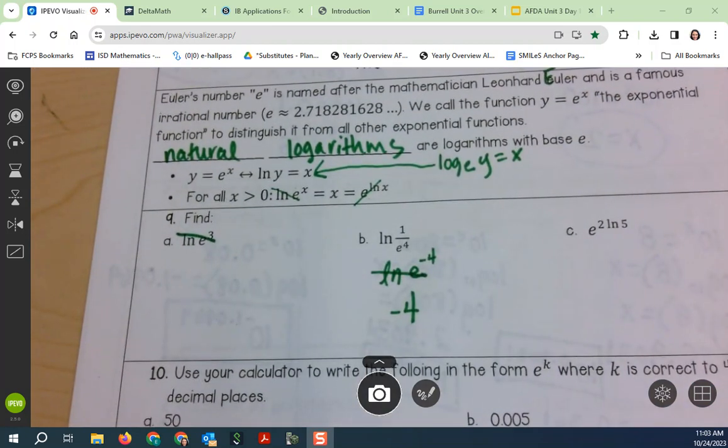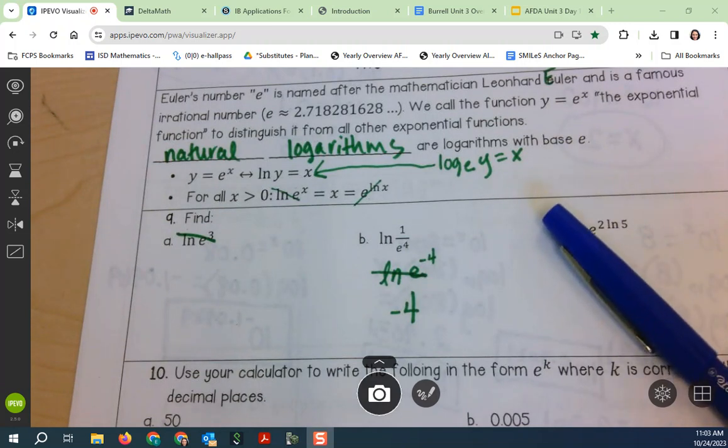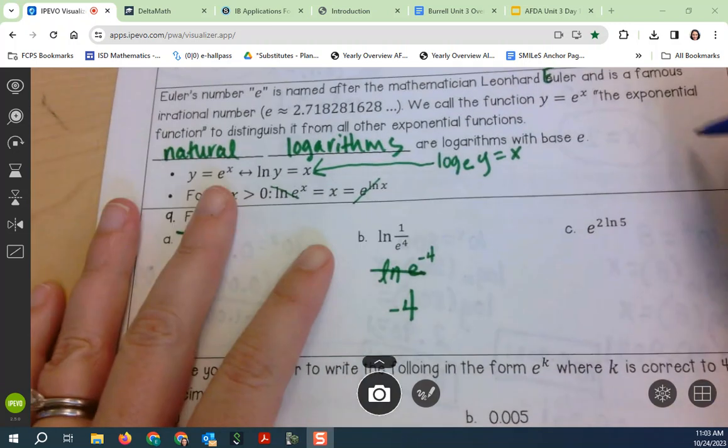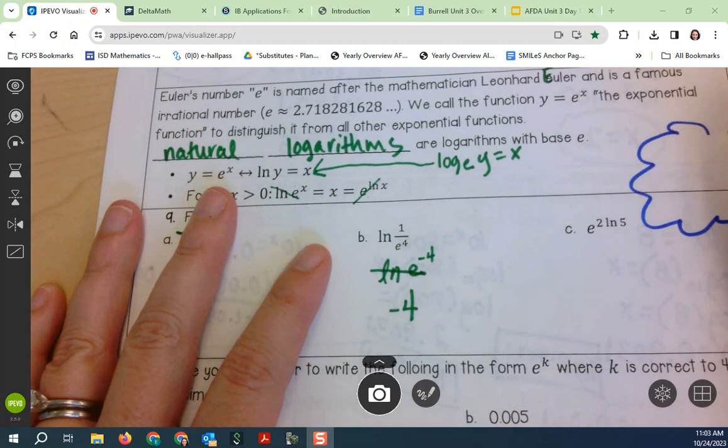Now, unfortunately, in C, that 2 is in the way of us applying that inverse property. We have to move that 2, and there is a way to do that. What we're going to do for a moment is ignore the e. Just look at 2ln5 for a moment, and even thought bubble this. 2ln5.